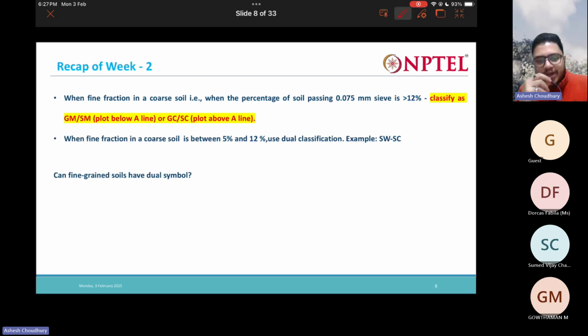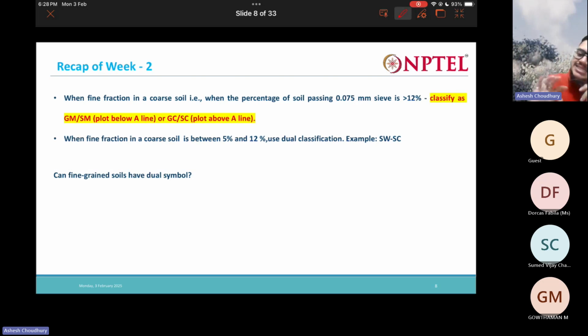Now, when the fine fraction in a coarse soil is below 5%, it will be GW, GP, SW, or SP. If the fine fraction is greater than 12%, it will be GC, GM, SM, or SC. Right. Now if the fine fraction is between 5 and 12%, then we have no option, we have to go for dual classification.